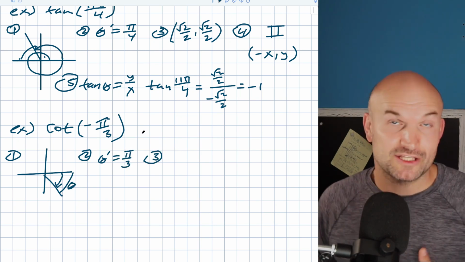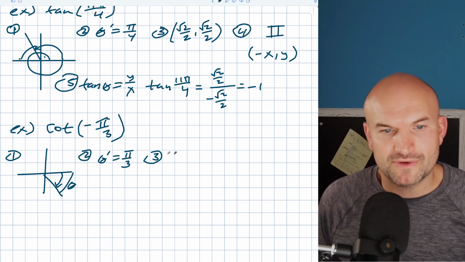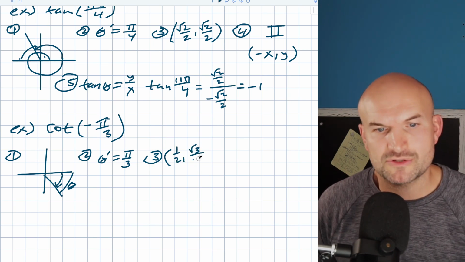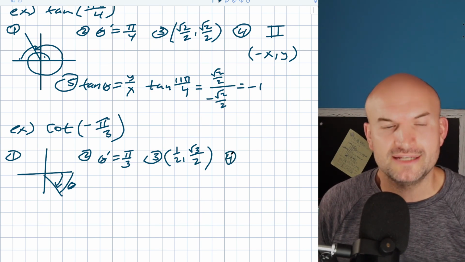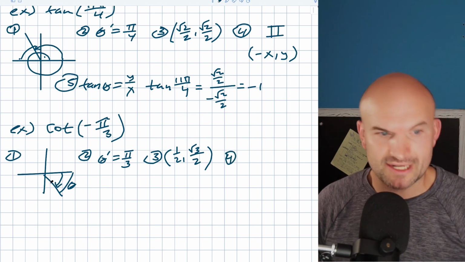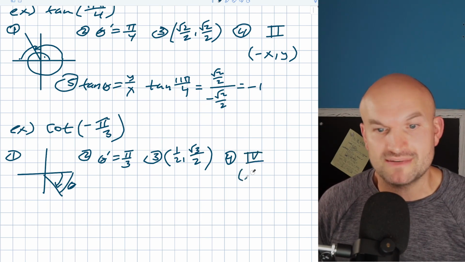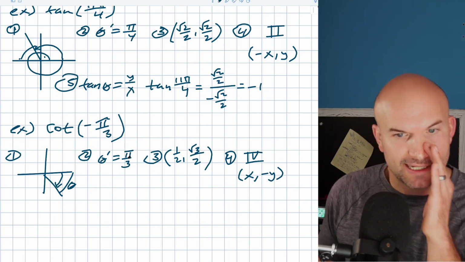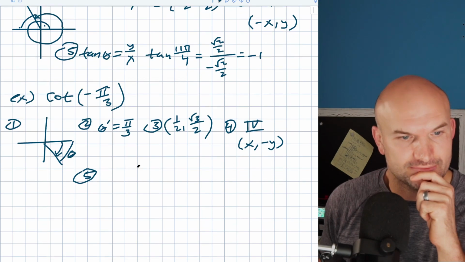Step number 3, find the point. So pi over 3 is going to be 1/2 comma square root of 3 over 2. And step number 4 is we know this is in the fourth quadrant. So therefore, my coordinate point here now is a positive x and a negative y. All right. So now what we need to do is go ahead and evaluate this.